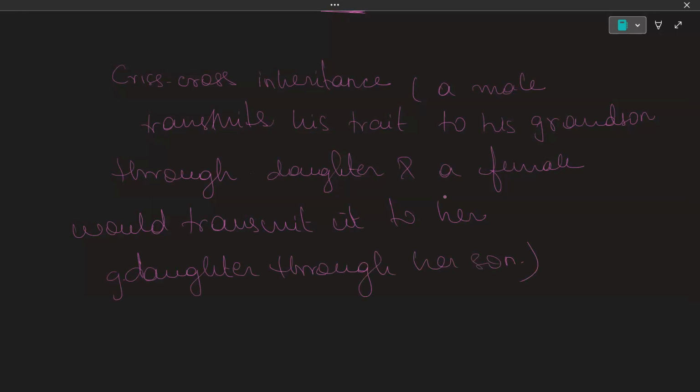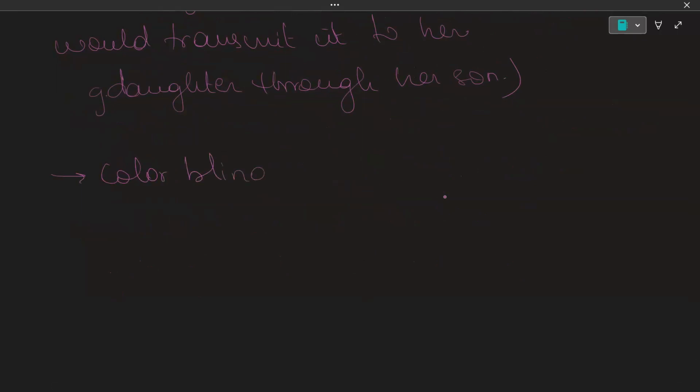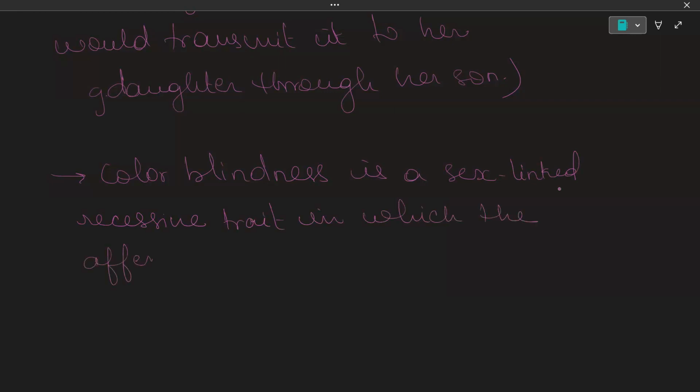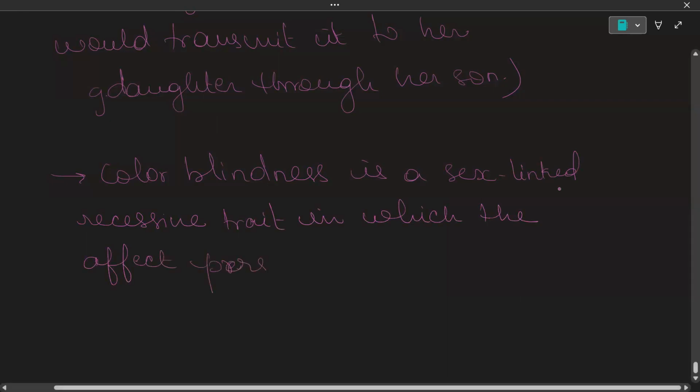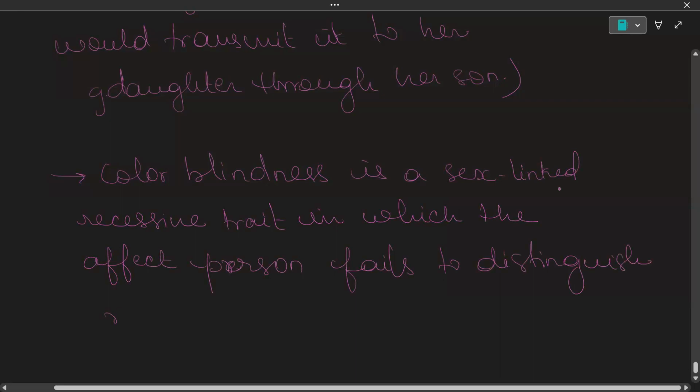Now, first let's write a little bit about color blindness. The first line: color blindness is a sex-linked recessive trait in which the affected person fails to distinguish red and green color. He just fails to do so.